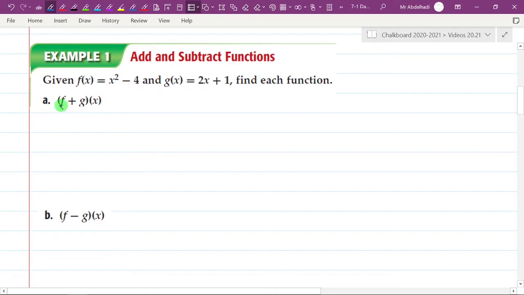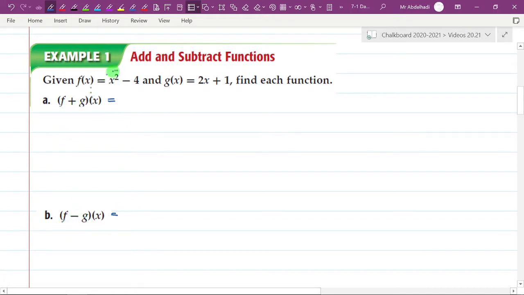The first one says f plus g in parentheses with the x, just like you have f of x, g of x, this is f plus g of x. They're asking you to add the two functions, and here you have f minus g of x. So here you're adding, here you're subtracting. I'm going to do the two problems at the same time just to show you how they're different. For the adding, you have f of x plus g of x. And for the subtraction, you have f of x minus g of x.